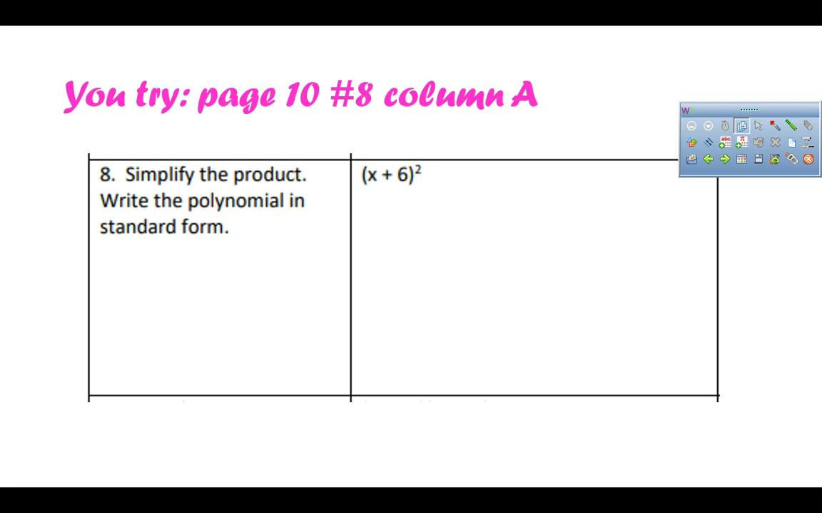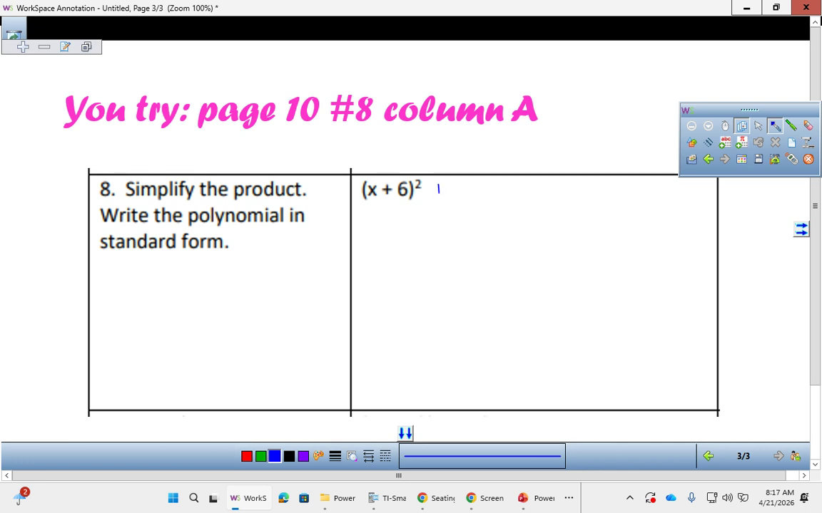Okay, remember, x plus 6 squared is not distributing in the 6. Okay, x plus 6 squared means x plus 6, x plus 6. If you get x squared plus 36, you did something terribly wrong. It is not x squared plus 36.